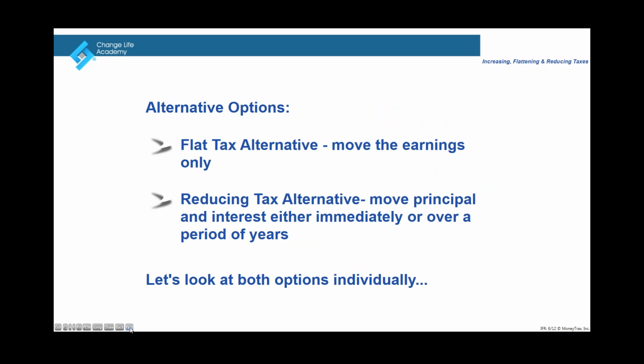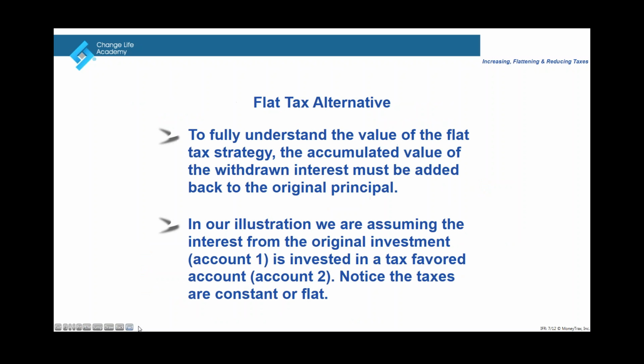So what are our choices? How do we solve this? We know what the problem is. How do we solve it? Well, first of all, there's the flat tax alternative, where you basically just take the interest and move that over, which we'll look at. And then the second one is you reduce that principal over time, which of course reduces the taxes as well. But let's look at the first one, which is the flat tax alternative.